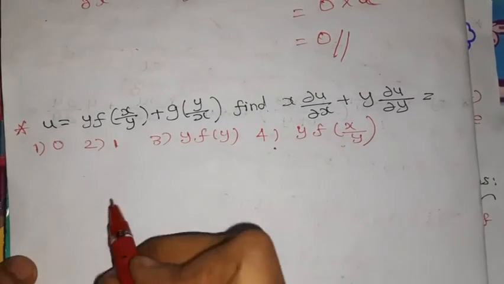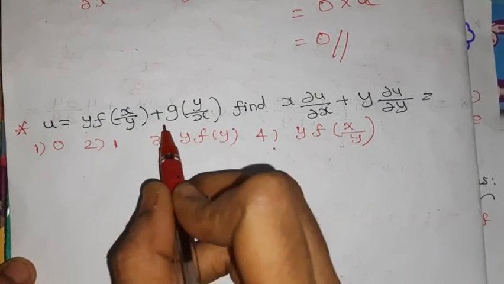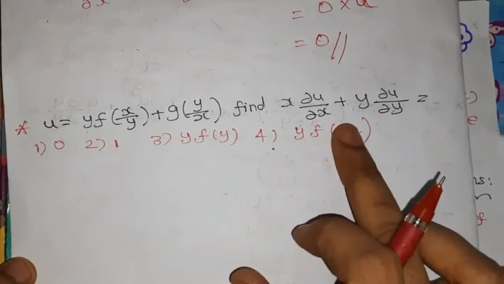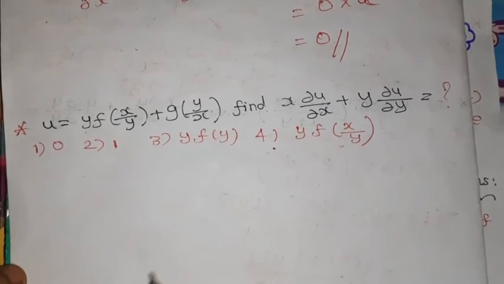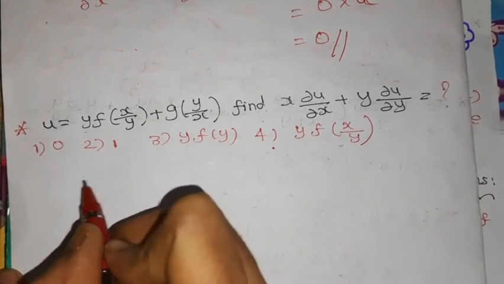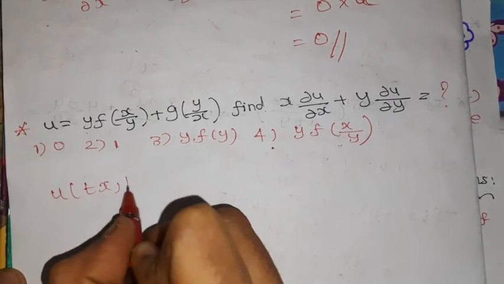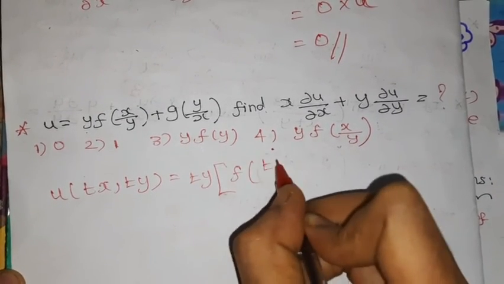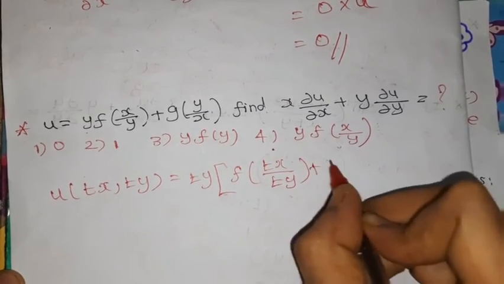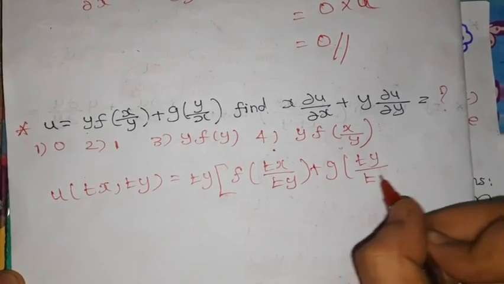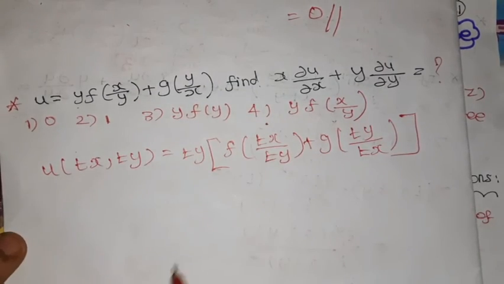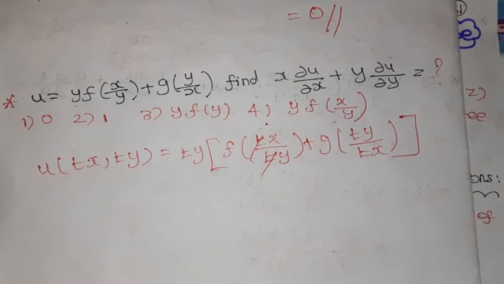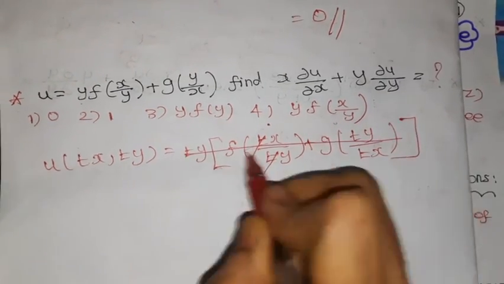See, u equals y into f of x by y plus g of y by x. We need to find x ∂u/∂x plus y ∂u/∂y equal to what? So first we need to find out the homogeneity of the given function. Then u of tx, ty equals ty into f of tx by ty plus g of ty by tx. Then this and this get cancelled.